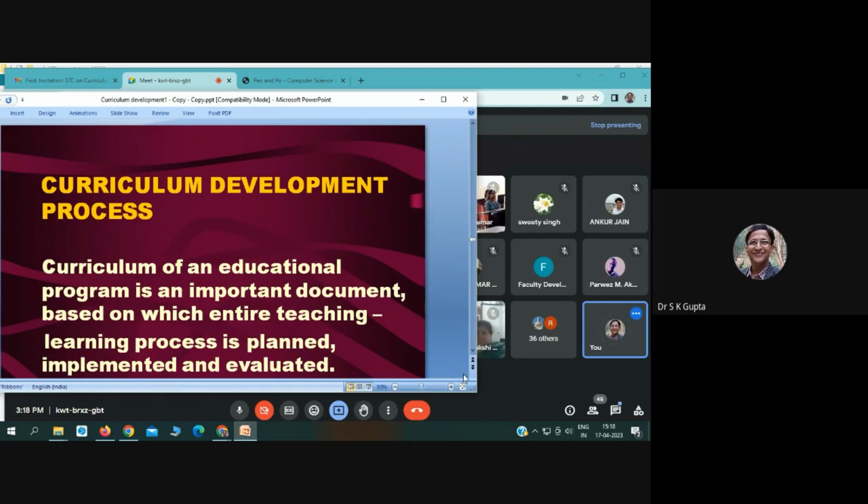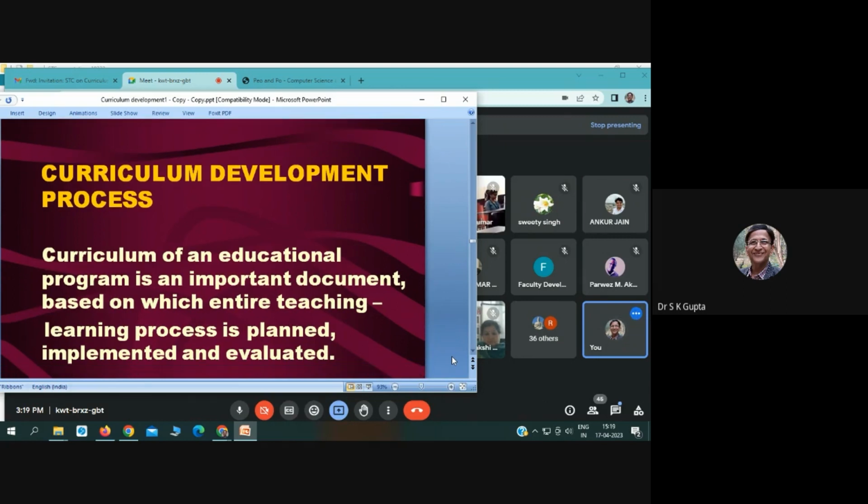So then I will discuss now what the curriculum development process is. As I have already discussed, the curriculum of an educational program is an important document based on which the entire teaching and learning process is planned, implemented, and evaluated. It means the curriculum document is a very important document, because based on it your entire teaching learning is planned.